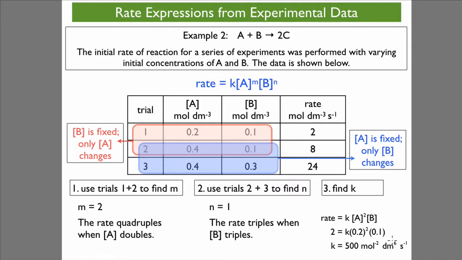Then you can find K by putting in the concentrations and putting in the powers up here. And we know the rate. And we use the first trial there. We've got the rate here and there. We've got the A and B concentrations, and we calculated the powers over here.